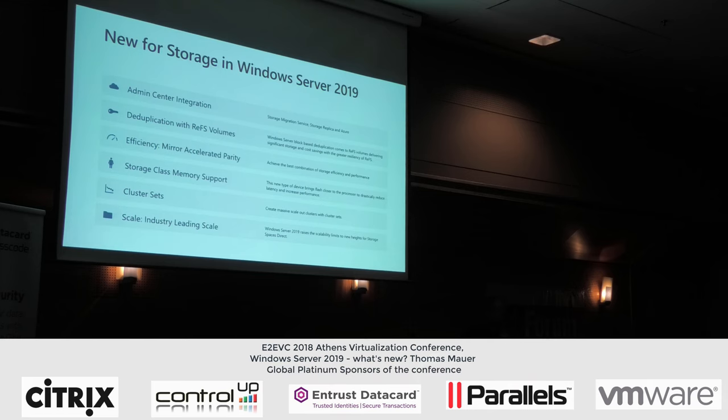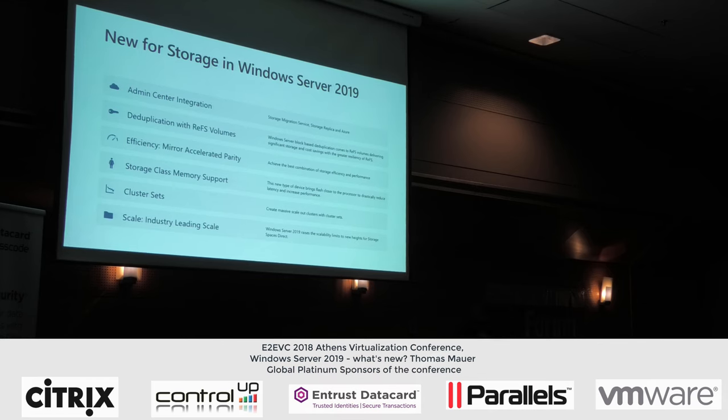But now with Windows Server 2019, they pumped up the performance, and it's now twice as much as it was before in Windows Server 2016. So mirror-accelerated parity really becomes an option to store your virtual machines on. With that, you gain better performance, better efficiency and lower costs, obviously.